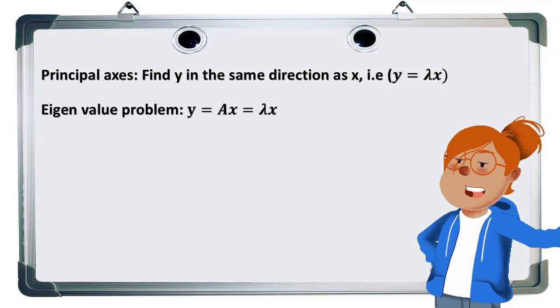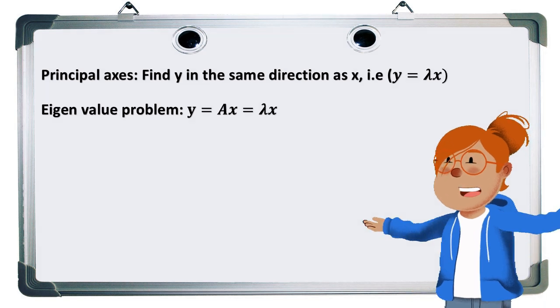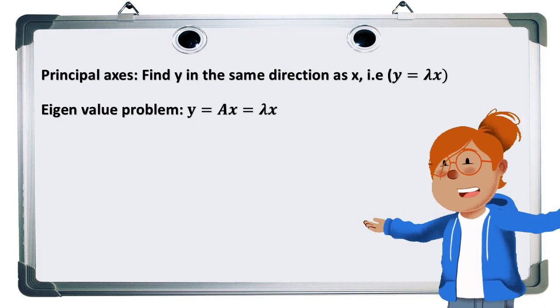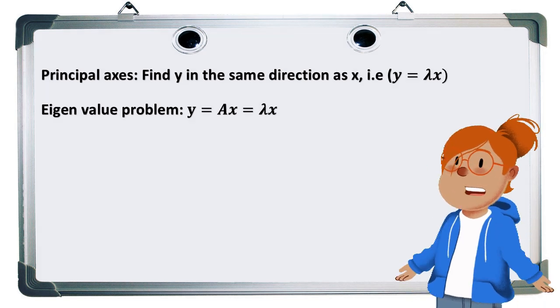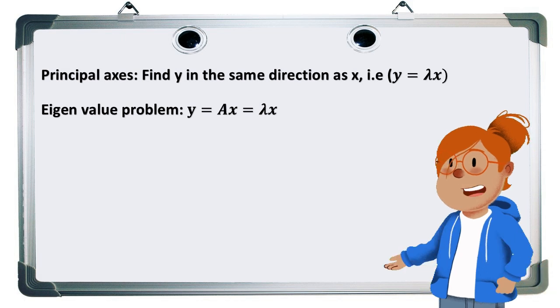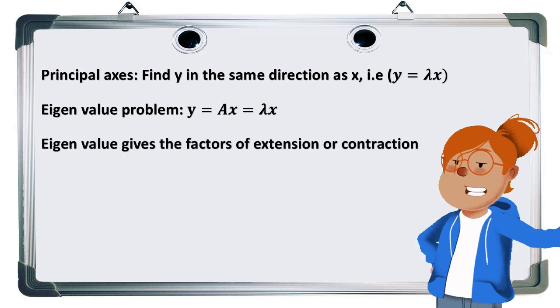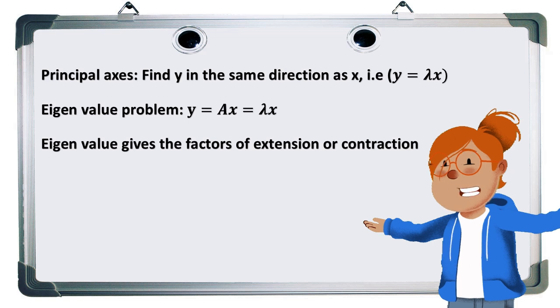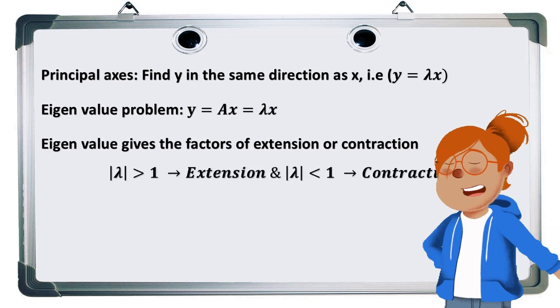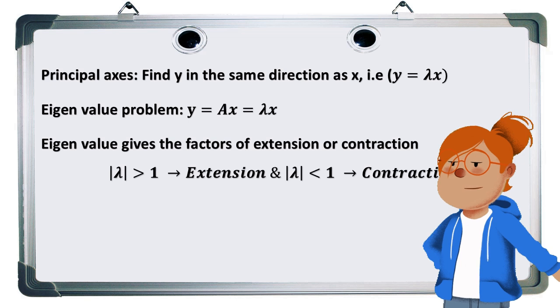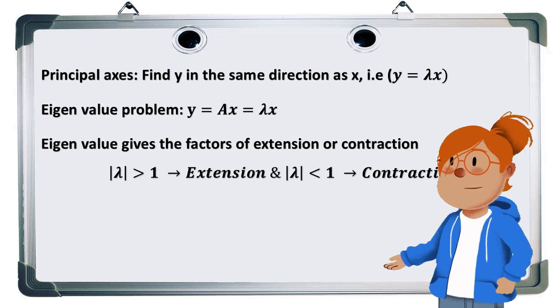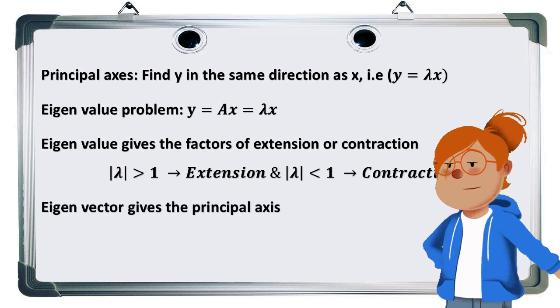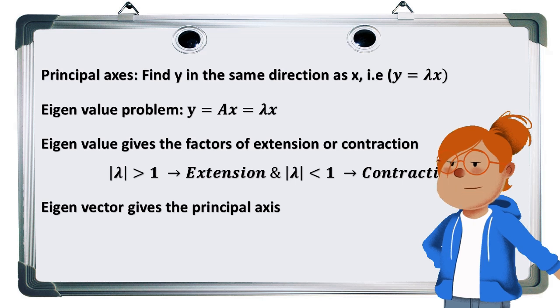So this is a simple eigenvalue problem. We have to find y, which is equal to lambda x, and we already know y is equal to Ax. So Ax is equal to lambda x. This is an eigenvalue problem. Now the eigenvalue gives the factors of extension or contraction. That is, mod lambda: if mod lambda is greater than 1, it represents extension, and if mod lambda is less than 1, it represents contraction.